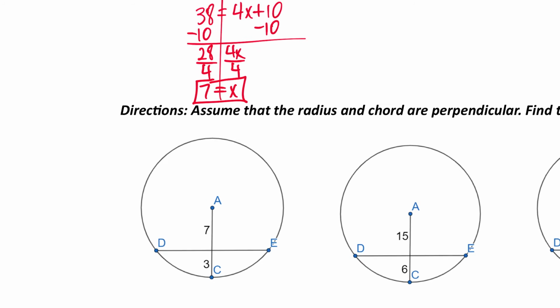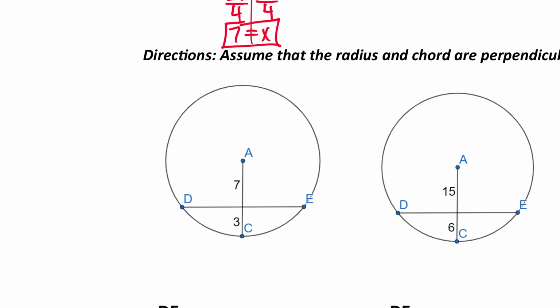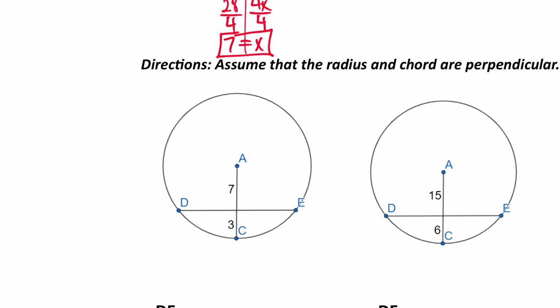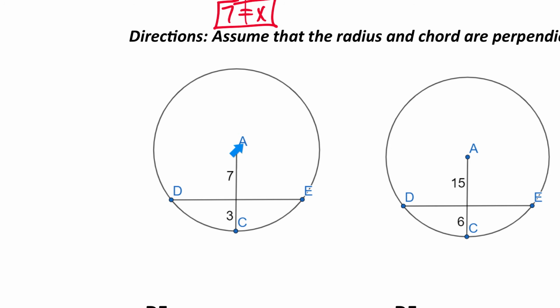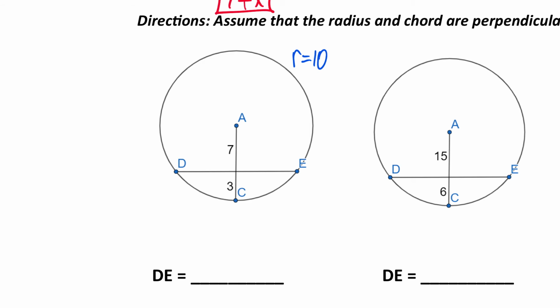All right. Look at this one below here. Assume that the radius and the chord that are drawn are perpendicular. Okay, how long is the whole radius on this circle? 10. The radius is 10. Right? 7 together with 3 is 10. And what I'm looking for is the length of DE. I want to know how long this whole segment is from here to here.